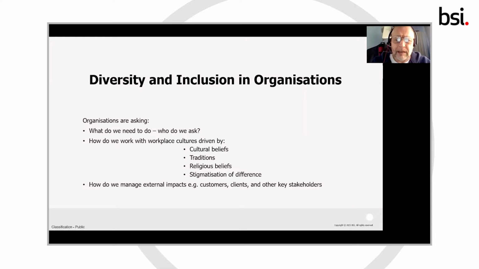And religious beliefs, in the same way that cultural beliefs could cause confusion and conflict, then religious beliefs could do too. And of course, we know that in many workplaces, in fact, just about every workplace, people who are different are often stigmatized, and organizations knew that, and they wanted to understand how to address it. And of course, not only about workplaces, because organizations traditionally also work with customers. That's how they exist. And they often have clients and other key stakeholders. Many of those would be from different backgrounds, different origins, have different cultural beliefs, etc. So organizations were asking these questions. Next slide, please.